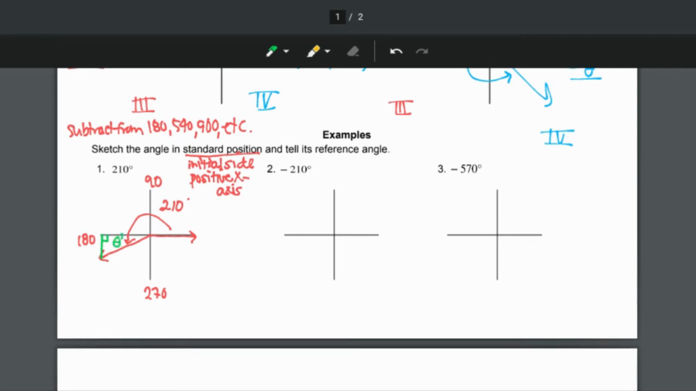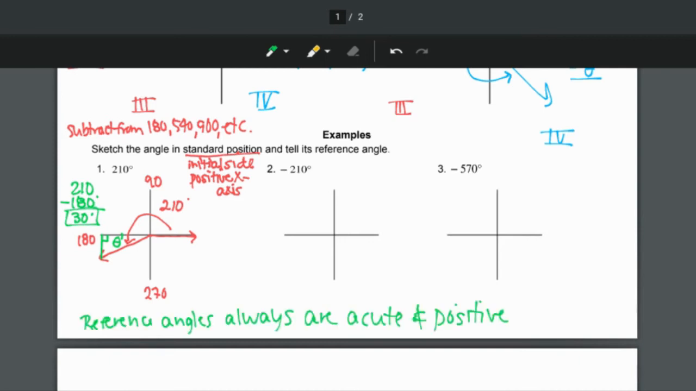So I've gone a little bit past 180, so I have gone 30 degrees past 180, and that is my reference angle. One way to check if you have the correct reference angle is to make sure that the reference angle is acute and positive.